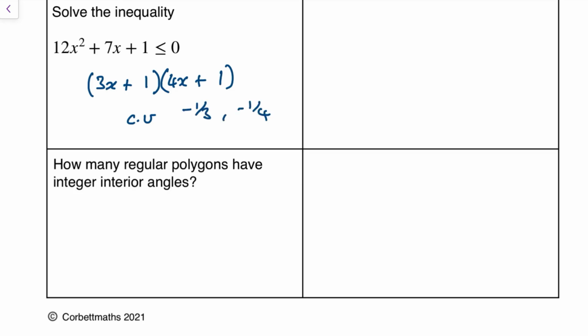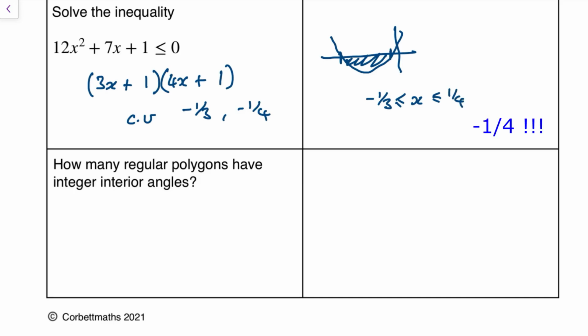So not nice numbers to end the month with. So a quick graph looks like this. Let's draw it here for the sake of argument, and there's my y-axis. So minus a third comes first, which is here. Minus a quarter is here. I want all the values that are below. So therefore, I want all the values that are between minus a third and minus a quarter, inclusive, because that has an equal sign as well.